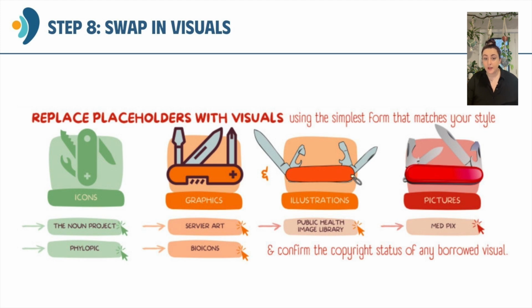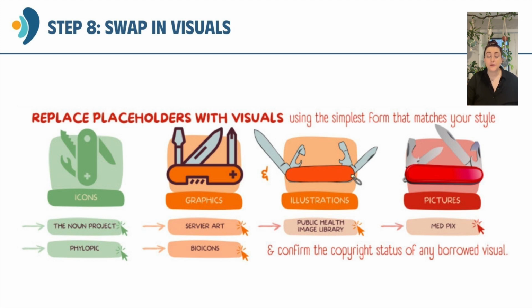The next level up from icons are graphics. Graphics might have a few different colors, and they're still 2-dimensional, and these are still very simple and quick to understand. Some examples of where you can find graphics include Servier art or bio icons.